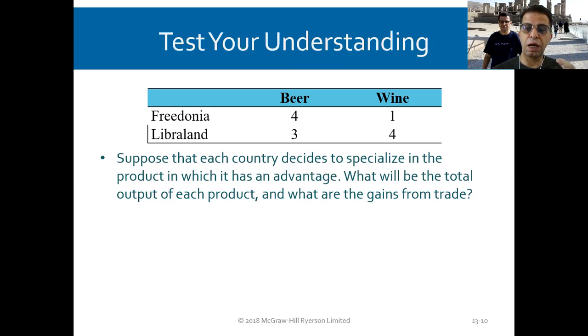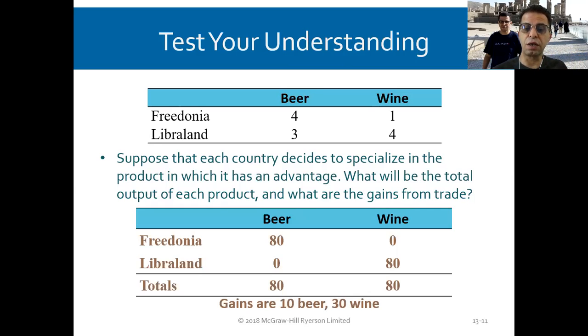So Fredonia cancels the wine and goes all in on producing beer, and Liberland cancels producing beer and specializes in wine. So in this case, Fredonia produces 20 million multiplied by 4, 80 million, and Liberland will produce 80 million of wine.